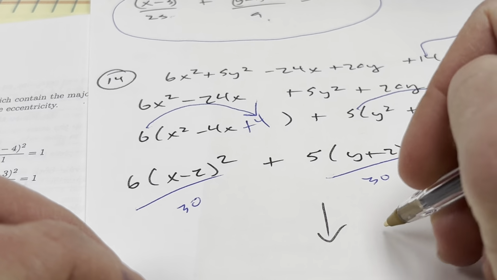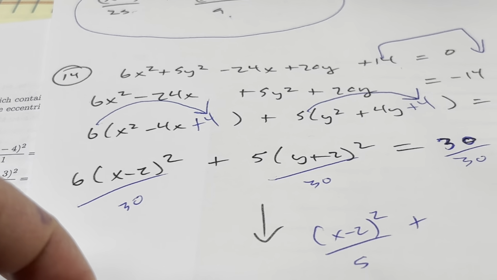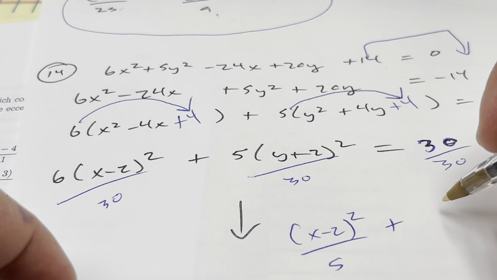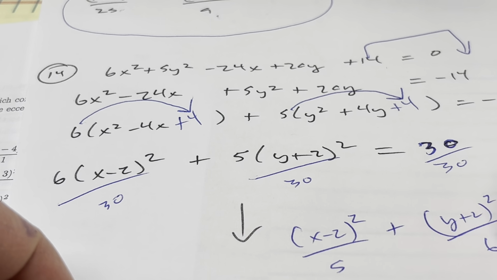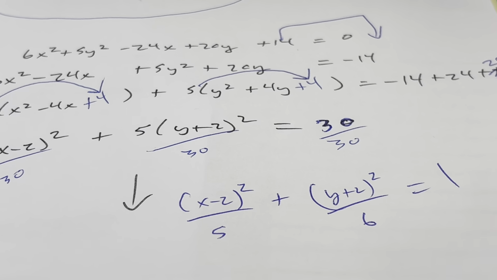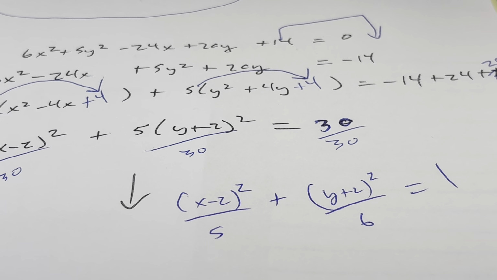30 divided by 6 is 5. Y plus 2 over 30 divided by 5 is 6, and that's equal to 1. And that is in standard form. And that is some sweet completing the square. The hardest completing the square, we'll talk about tomorrow with the hyperbola.